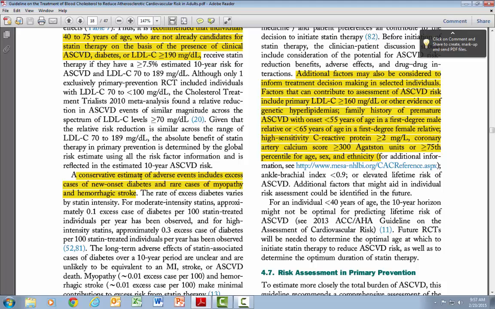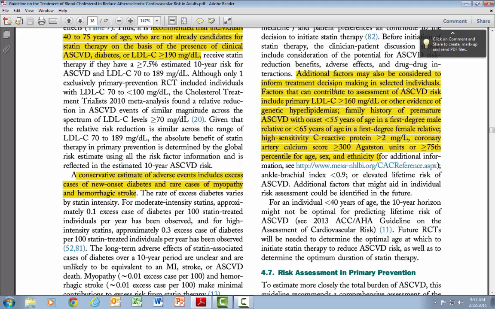Caution should be exercised in patients who are diabetic because the excess of statins could produce a new onset of diabetes and even hemorrhagic stroke. I know that statins prevent ischemic stroke, but they could produce hemorrhagic stroke.